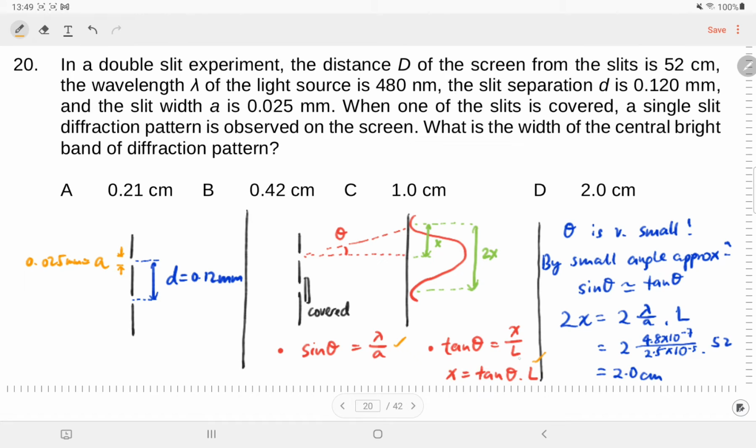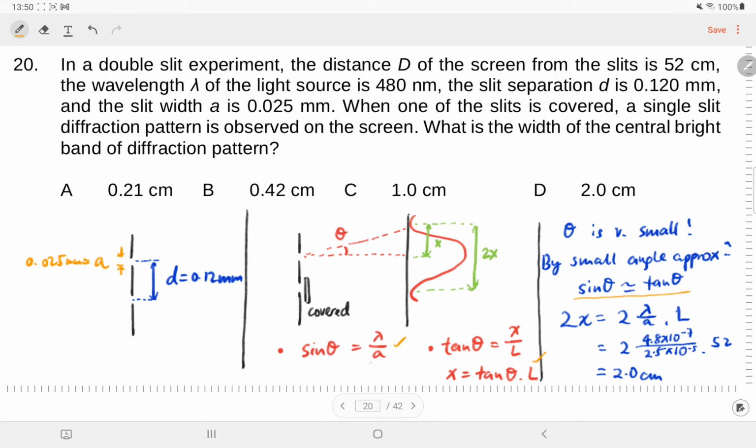Noting that in this case, theta is actually really small. How do we know that? We can gauge by the sine theta or the tangent theta. From the sine theta, lambda upon a, lambda is 10 to the power of minus 7, a is 10 to the power of minus 5. So the ratio of lambda to a is around 10 to the power of minus 2. That's really, really small. With that, we can employ the small angle approximation, whereby sine theta equals tangent theta. That way, we can combine these two equations.